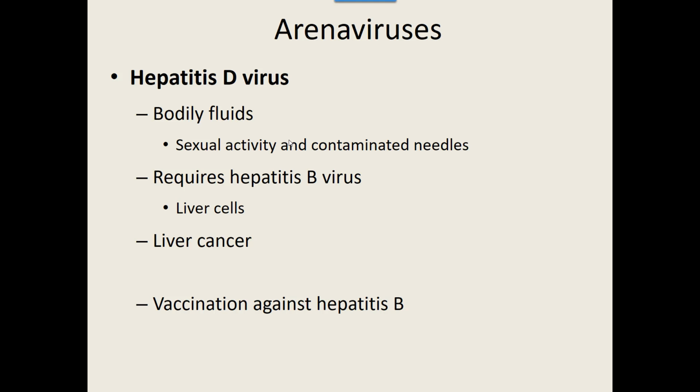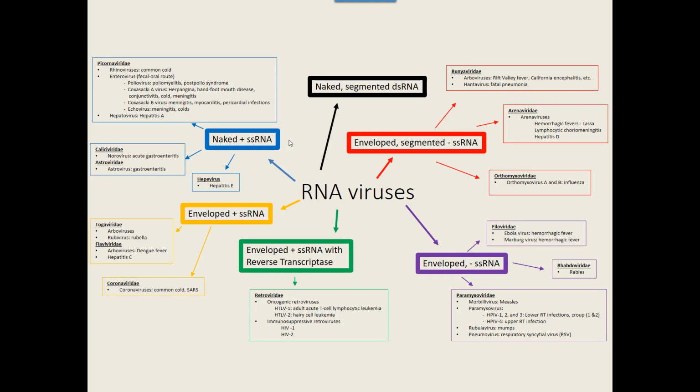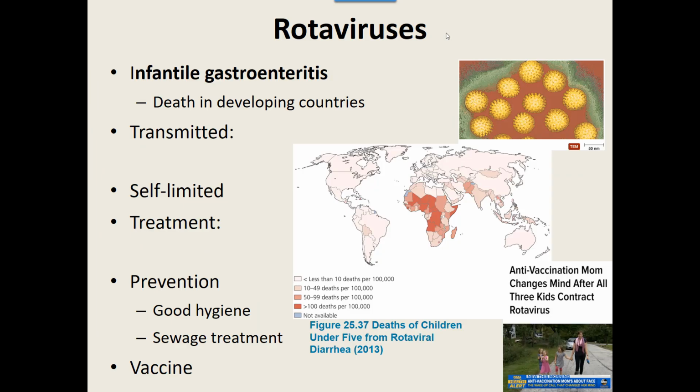Now, our final group are naked, they don't have any envelope, and they're segmented double-stranded RNA. Now, double-stranded RNA is extremely unique. The only organisms out there that have double-stranded RNA are viruses. There are no other living organisms out there that have double-stranded RNA. And there's only one group that even does have this double-stranded RNA. It's the Rotaviruses group.